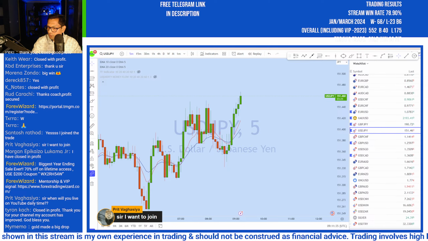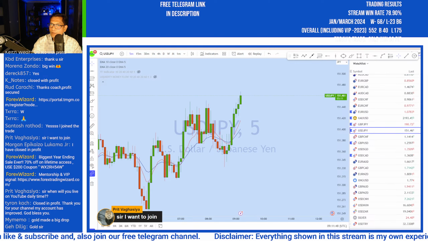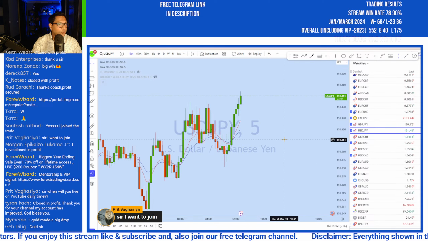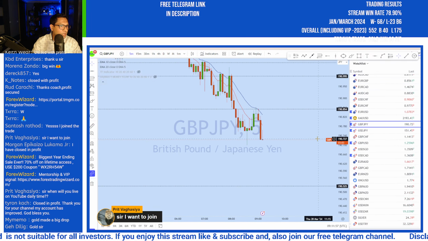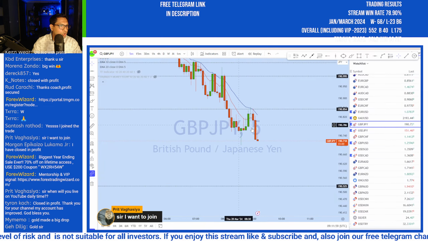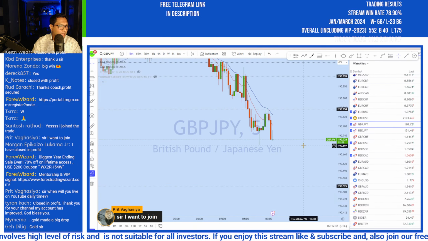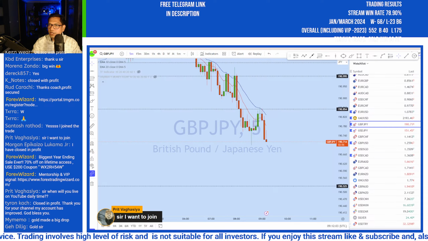So let me see where the market is heading at the moment. I would like to enter another trade, and as soon as we find that, I will be looking at other instruments as well. We can see that GBP JPY is also ending very nicely after grabbing liquidity. I will be looking at GBP JPY at the moment.